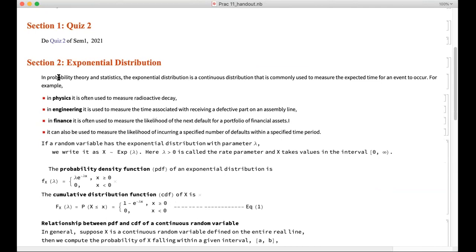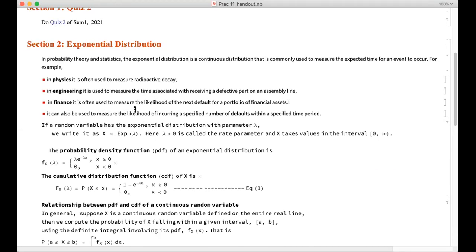Okay. In probability theory and statistics, the exponential distribution is a continuous distribution that is commonly used to measure the expected time for an event to occur. For example, it is used in physics to measure radioactive decay. It's also used in engineering to measure the time associated with receiving defective parts on an assembly line. It's also used in finance to measure the likelihood of the next default for a portfolio asset.